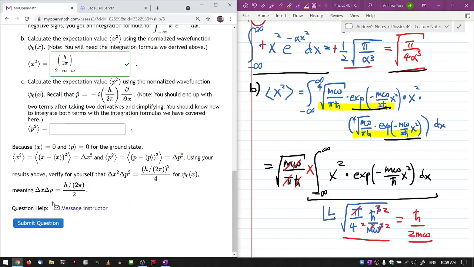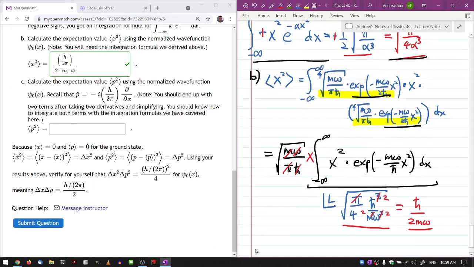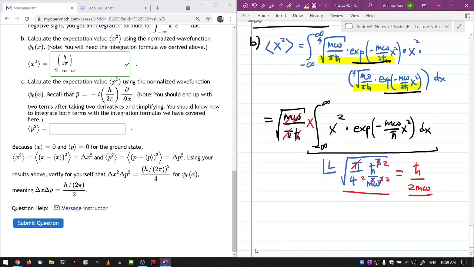Yeah, let me leave that for you. And let's work out C. So for part C, I have my part B on screen so that I can copy over the parts that are needed.